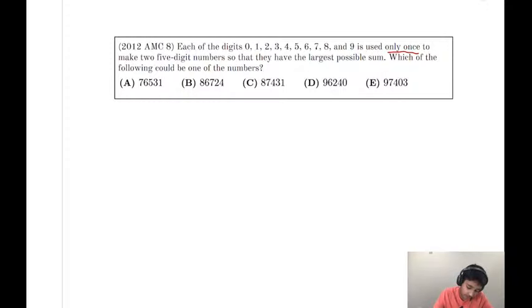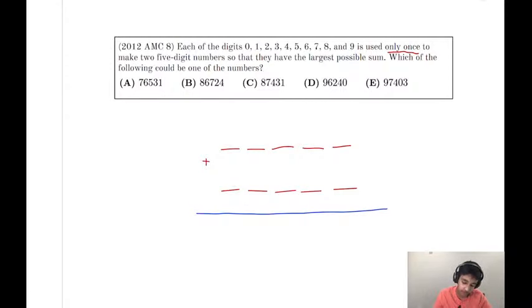Okay, so we have 5 numbers plus another 5 numbers, right? And we add these numbers together, and we're given that they have the largest possible sum. So how can we do this problem? Well, first notice that we have the numbers from 0 to 9, right? So since we have the numbers from 0 to 9, we want to maximize the total sum.